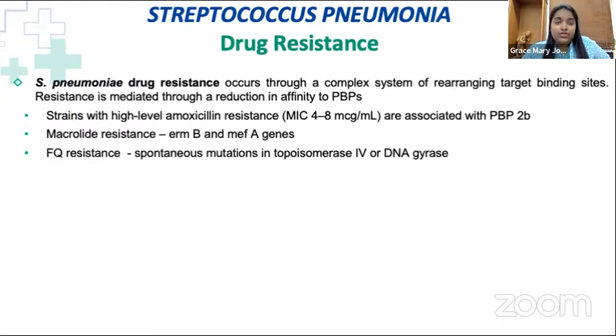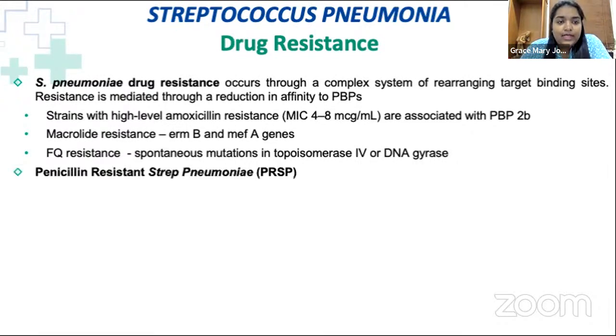Fluoroquinolone resistance is usually because of the spontaneous mutation that happens to the target, that is topoisomerase 4, or otherwise called DNA gyrase. Now, how do you treat this penicillin-resistant Streptococcus pneumoniae is something that has been very worrisome for the Western world and for us also.